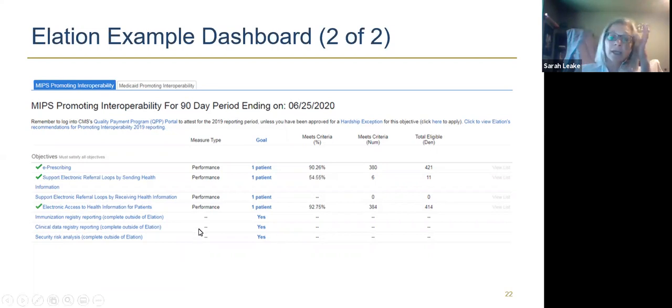Another area as far as the registries, again, I wanted to mention to you, oftentimes you'll see if you are hooked up to that registry, it will say yes, but you really need to count on talking to IT or talking to your vendor to verify that this is set up appropriately and that the data is being sent electronically, because this measure means that it needs to be sent electronically.